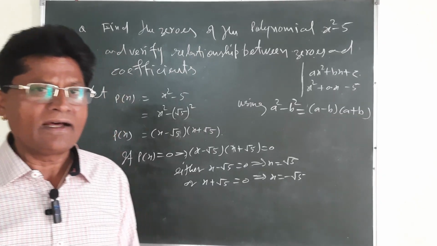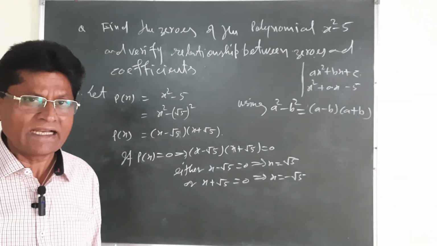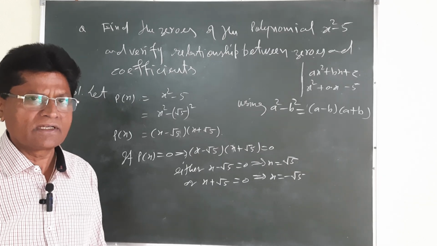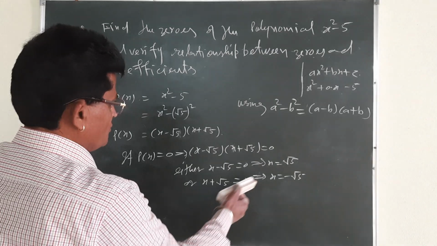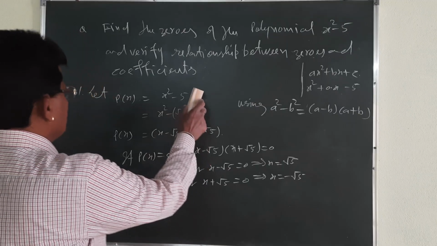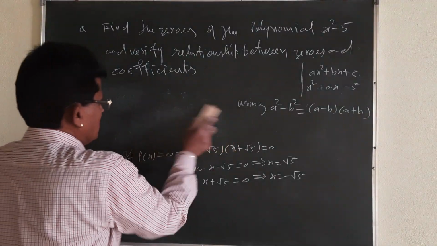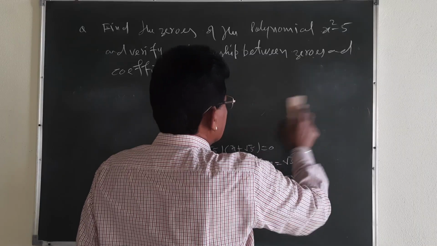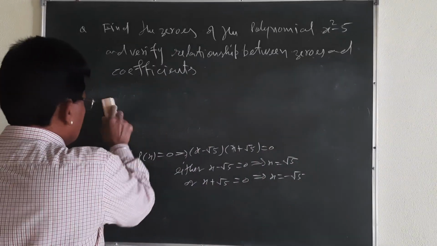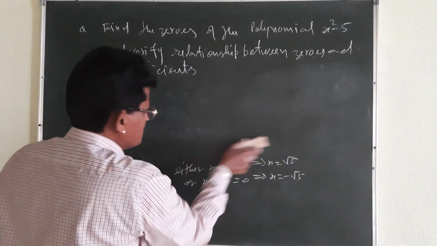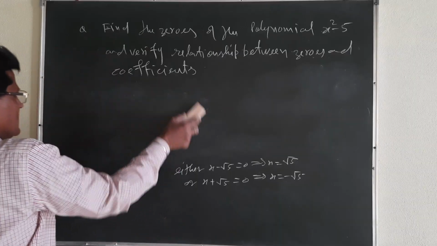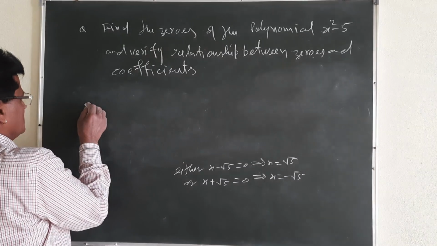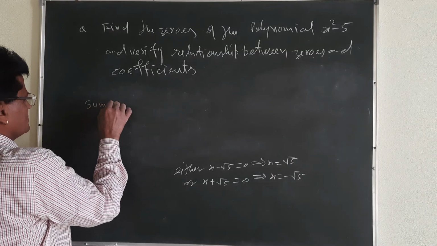Okay, then let us see the relationship between zeros and coefficients. As I discussed in the previous video, you must remember both the things. I am taking the relationship now. See, dear student, relationship. Continuously I am taking the sum of zeros.